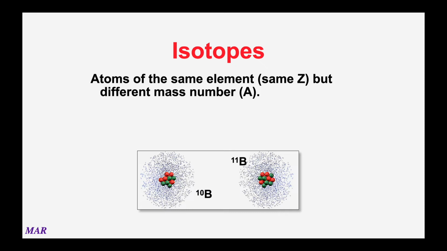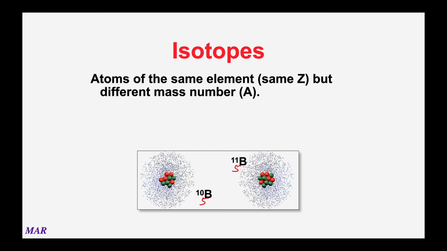But the problem is that most elements come in different, I sometimes call it flavors, but that's not right. So let's call them different mass numbers, all right? And boron has 2 main mass numbers that are common, boron 10 and boron 11. Now, these are both boron atoms, and that means that both of them have an atomic number of 5.